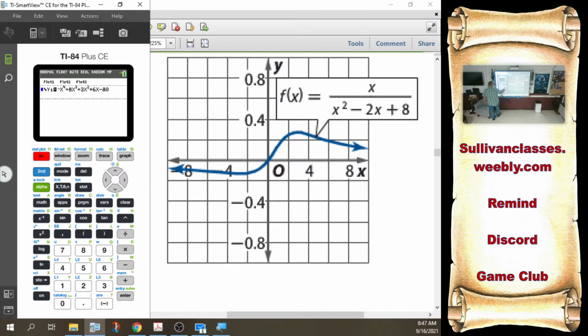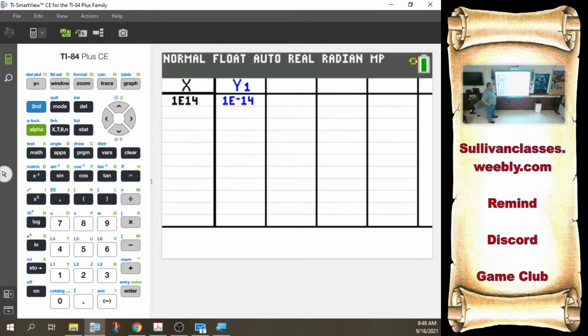See if you can beat Laggy Frank. Okay. x divided by x squared minus 2x minus 8. And negative.